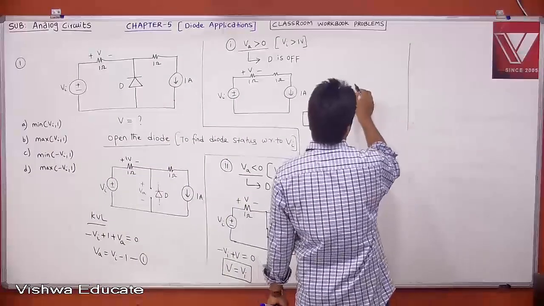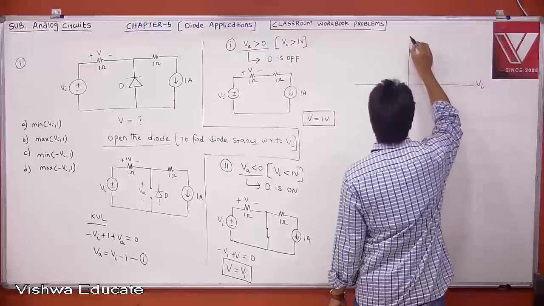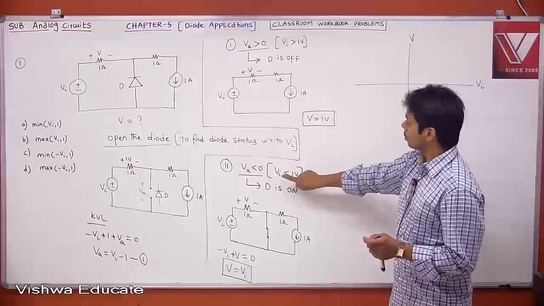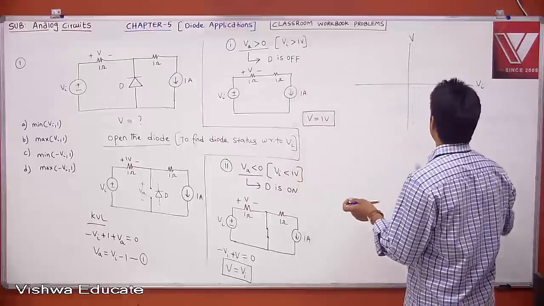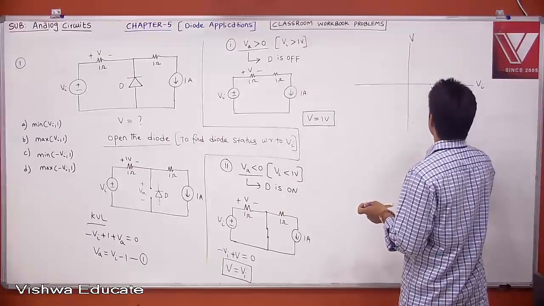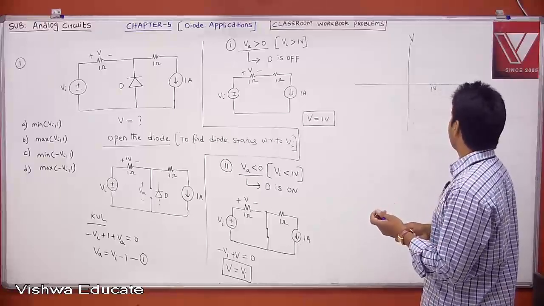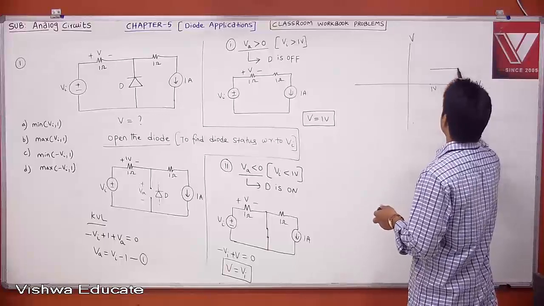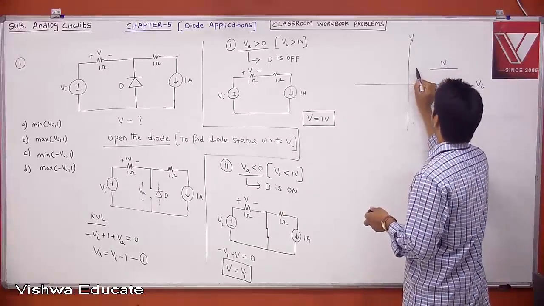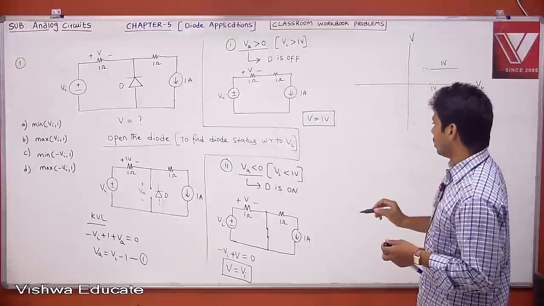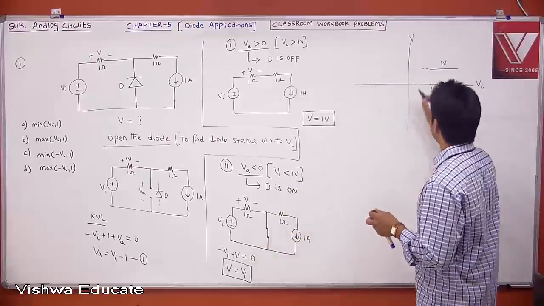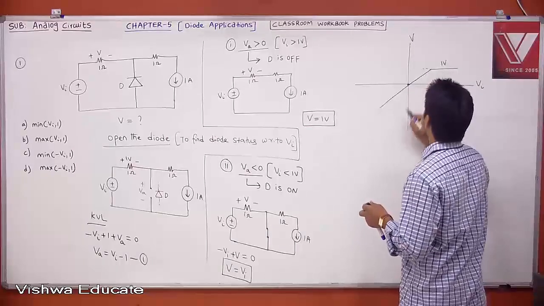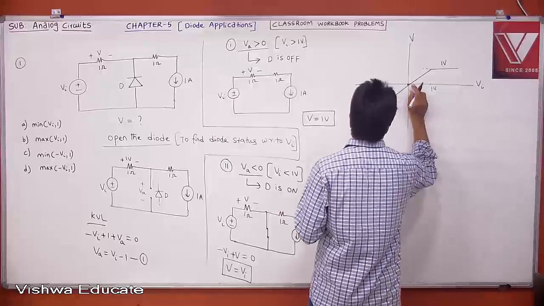Now if I plot the transfer curve, what is your input? Vi. What is your output? V. Now what is the break point? The break point is where the status of the diode changes with respect to your Vi, that is nothing but 1 volt. Therefore the break point is 1 volt. Now tell me, when Vi is greater than 1, what is your output? When Vi is greater than 1, your output is 1 volt only. When Vi is less than 1, what is your output? Same as your input. Therefore you will get this. This is your 0.